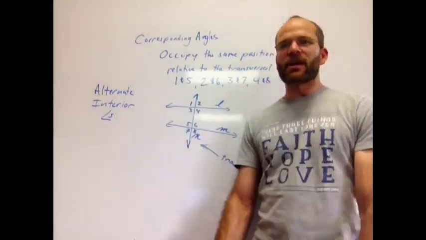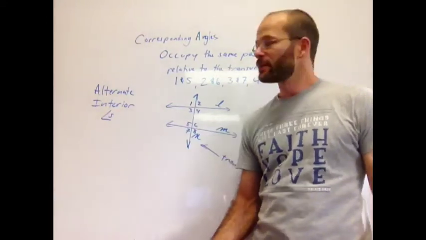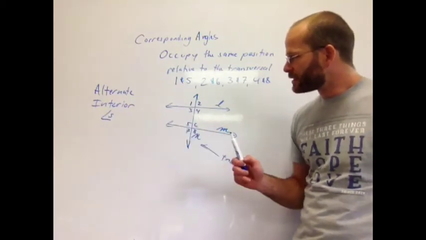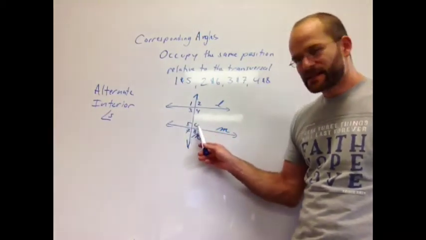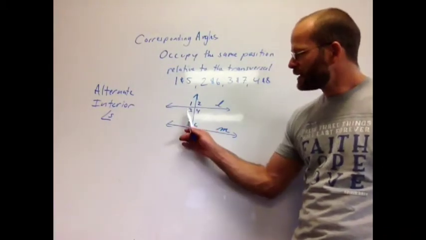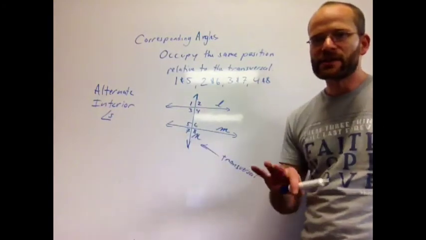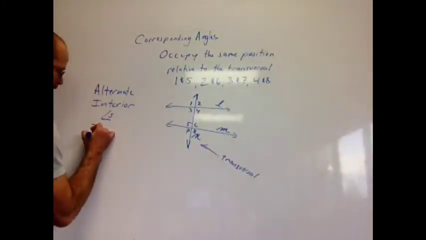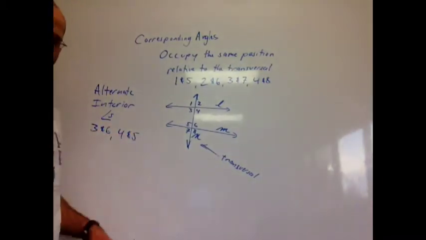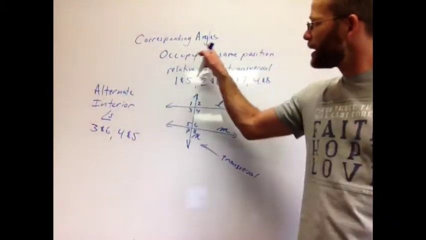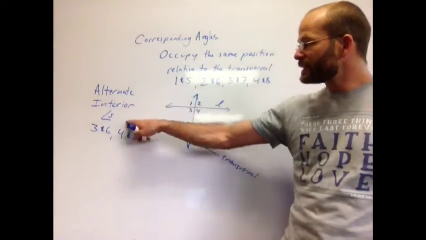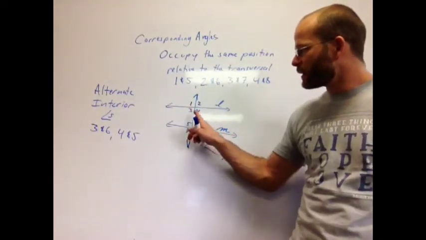So when we put those two terms together, alternate interior angles, we're talking about angles in here, 3, 4, 5, 6. Specifically, 3 and 6, that's one alternate interior angle pair, and 4 and 5. Okay? 3 and 6, 4 and 5. Those are my alternate interior angle pairs. So far in this single diagram, we have corresponding angles, that's 1 and 5, 8 and 4, etc. We have alternate interior angles, 3 and 6, 4 and 5.